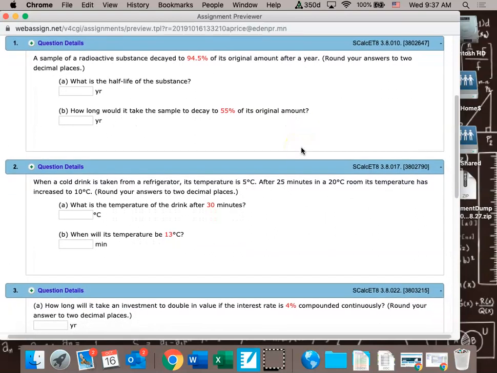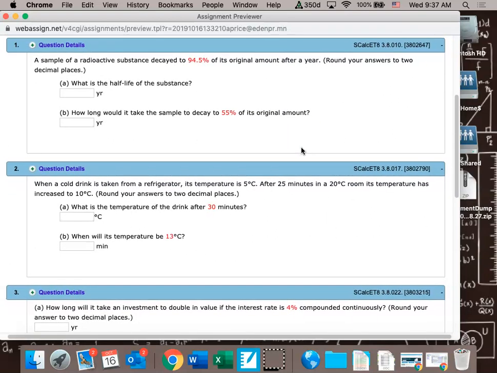All right, so we worked bottom up in first period. We're going to kind of skip around today. So we're going to do number 1 first. We're starting with radioactive decay. Just so you know, when something is growing, your k is going to end up being positive, and when something is decaying, your k is going to end up being negative. So here we're going to do radioactive decay.